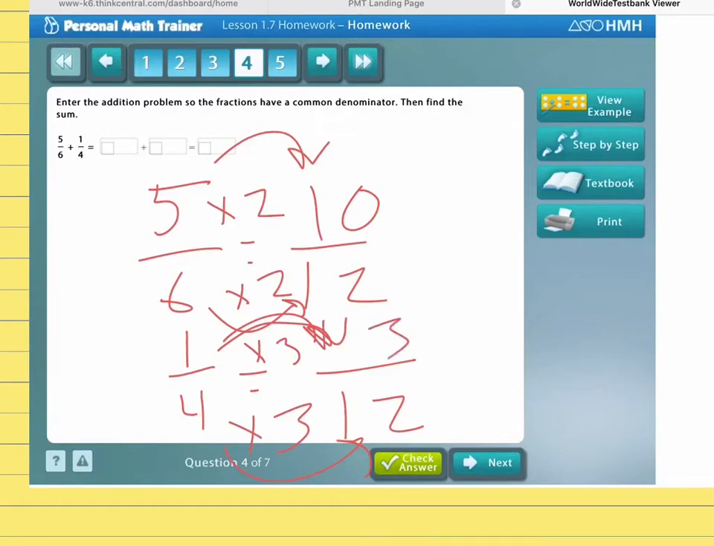3 times 1 is 3, so you end up with 10/12 plus 3/12, which would be 13/12. Then you'd want to simplify that. 12 goes into 13 one whole time, so it's 1 whole. And that would be 1 part left over, so that would be 1/12. So the sum would be 1 and 1/12.